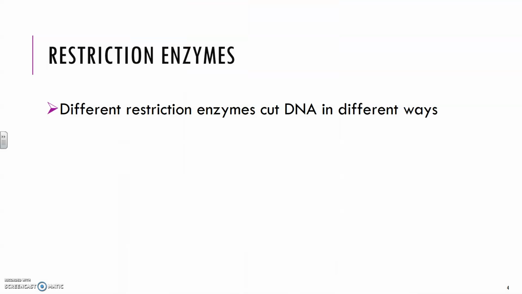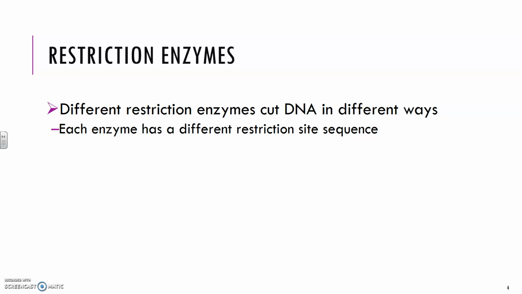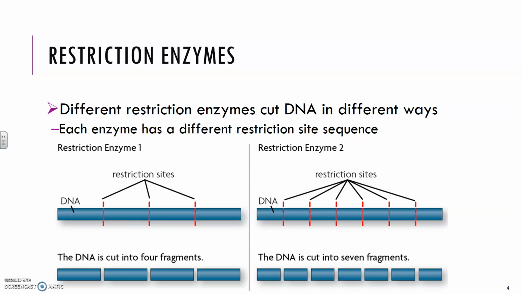Depending on which restriction enzyme you're working with, they will cut the DNA in a couple different ways. Each of them has their own unique restriction site sequence. Some of them can be relatively long, some of them can be short sequences. Even if you have the same piece of DNA, if you use two different restriction enzymes, you're going to get a different cut pattern. This is showing that the first enzyme has 3 restriction sites, so it cuts the DNA into 4 pieces. The second restriction enzyme has 6 restriction sites, so it cuts it into 7 different fragments.